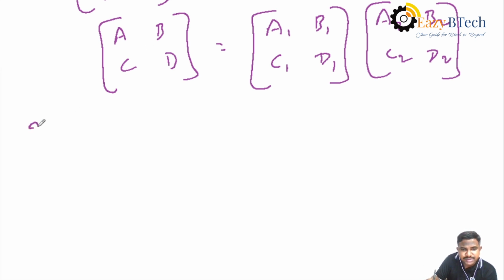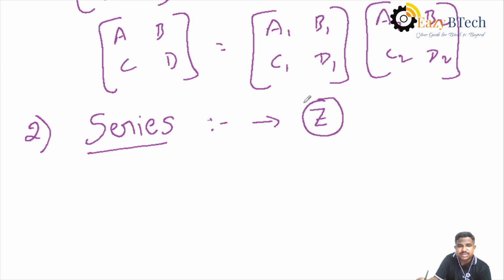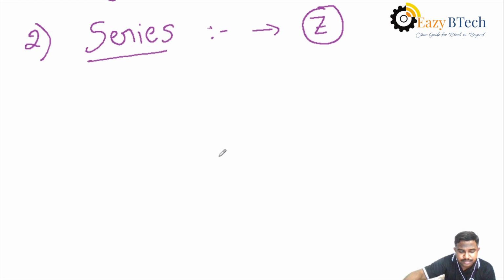And what is the second type of connection? The second type is the series connection. This series connection is useful to find the Z parameters only. In series connection, we have to find the Z parameters of the interconnected two-port networks. Then, what is the series connection?